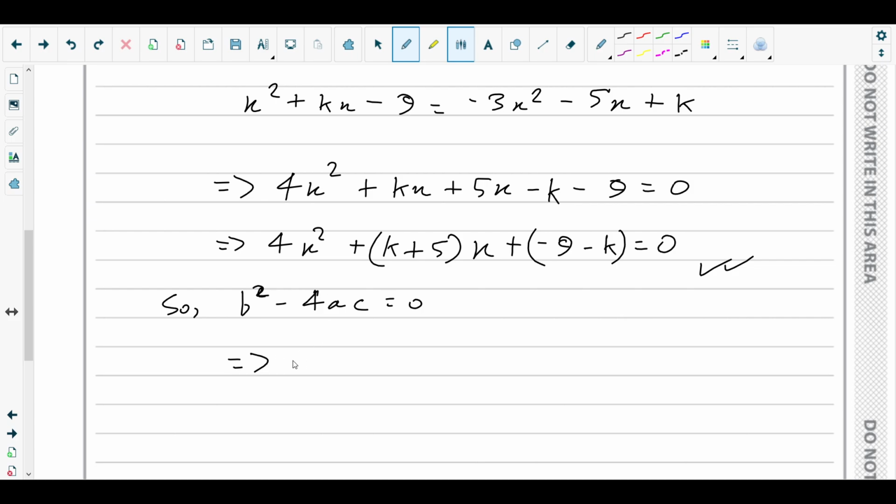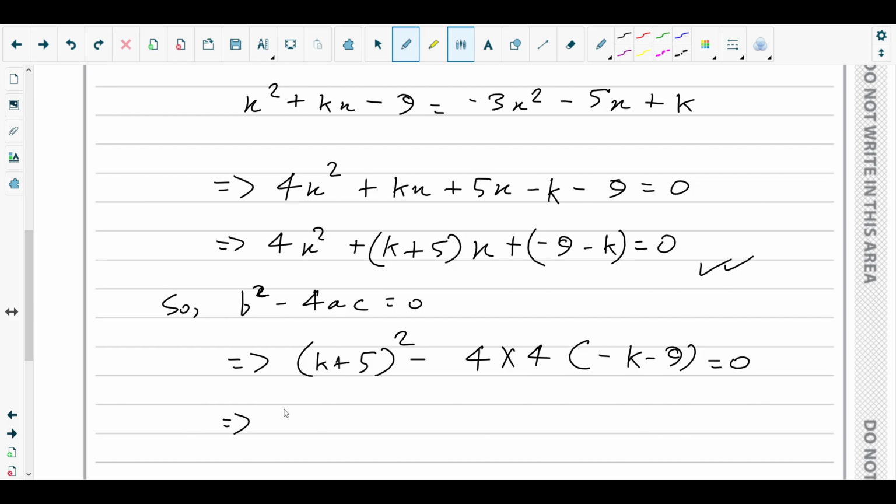The coefficient of x. That means (k + 5) whole squared minus 4 times a times c. So 4 times c. C is what? Negative k, negative 9. Fine. This is equal to 0.